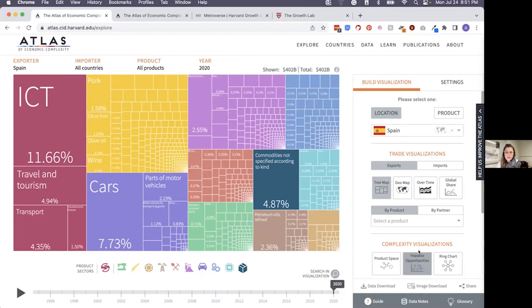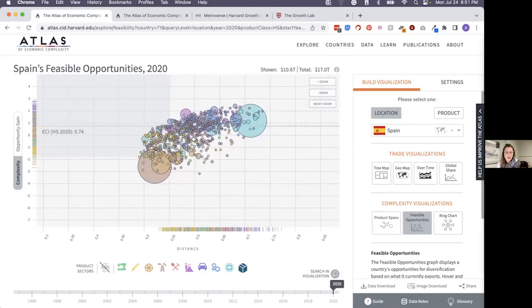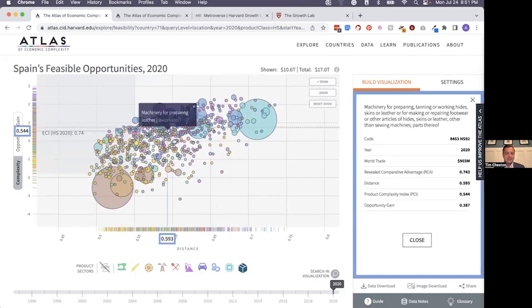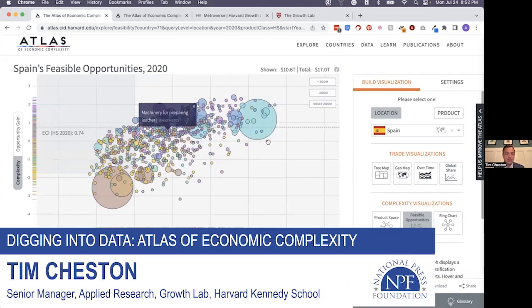You asked about feasible opportunities and how that's calculated. Tim, maybe I'll hand that over to you if you want to touch on that very quickly. Perfect. Yeah, it's the perfect question. Here, when we looked at the product space for Vietnam, we saw that computers seemed nearby, and there were other electronics there as well, versus machinery, which seemed a little bit further away.